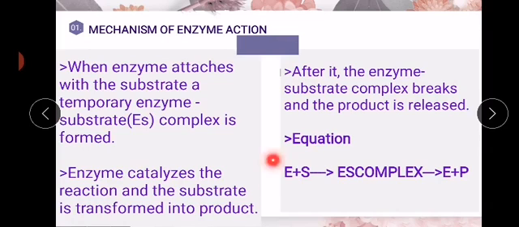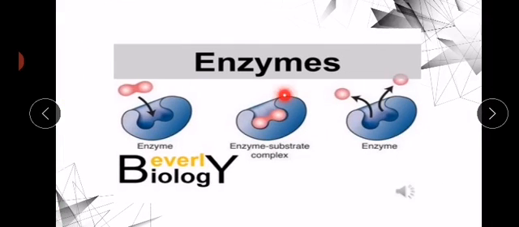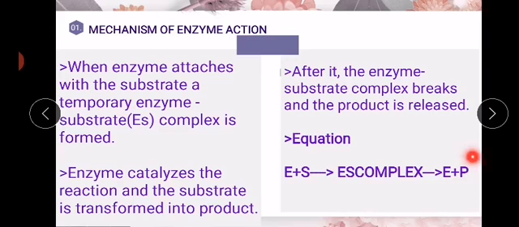So this is a general equation for this mechanism, where E stands for enzyme and S stands for substrate. ES complex means enzyme substrate complex, which is formed as a result of attachment of the enzyme with the substrate. Then this ES complex breaks into enzyme and products, which means within this complex the enzyme converted the substrate into products, and then the products are released and the enzyme is also released. So P stands for products and E stands for enzyme. This is a brief introduction to the mechanism of enzyme action.